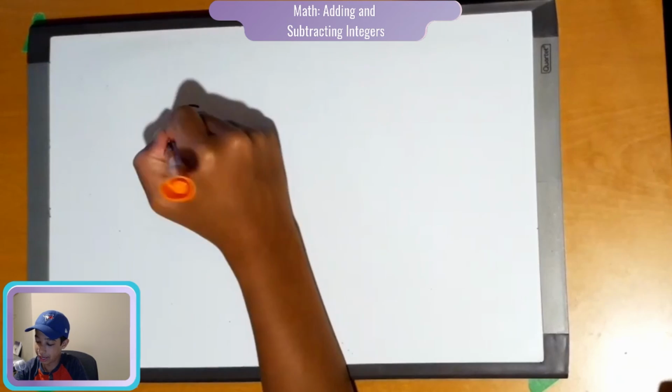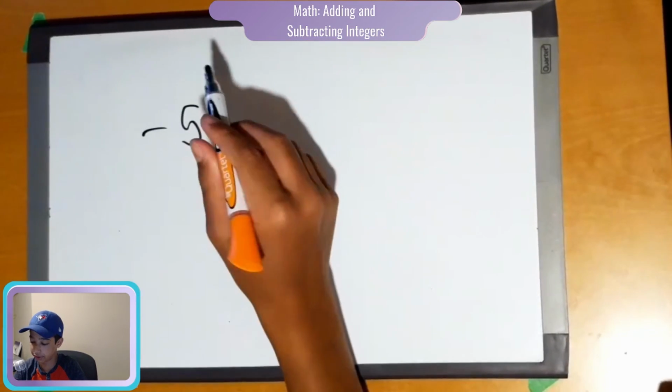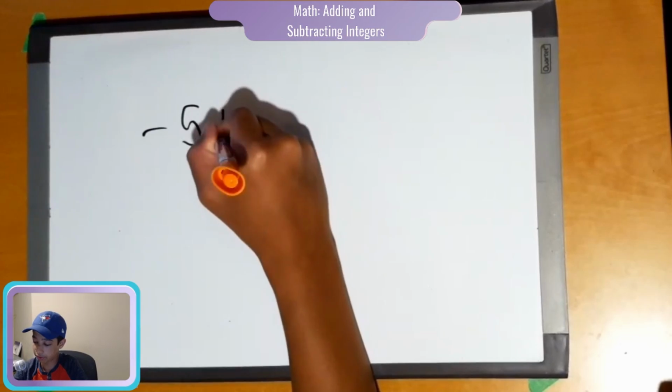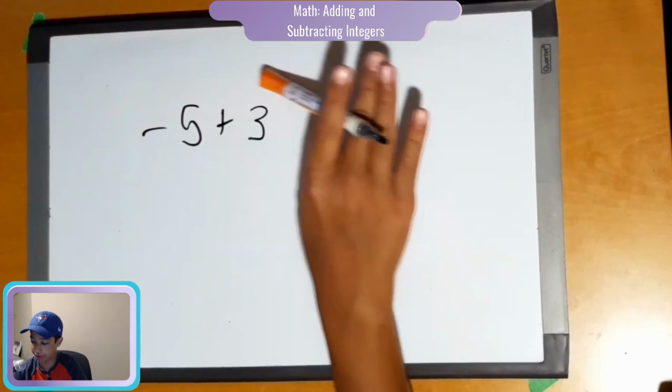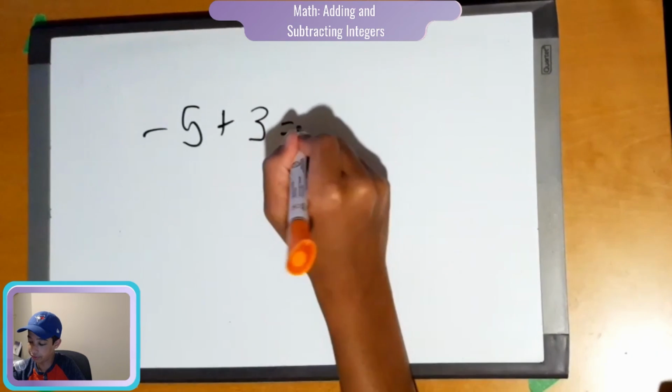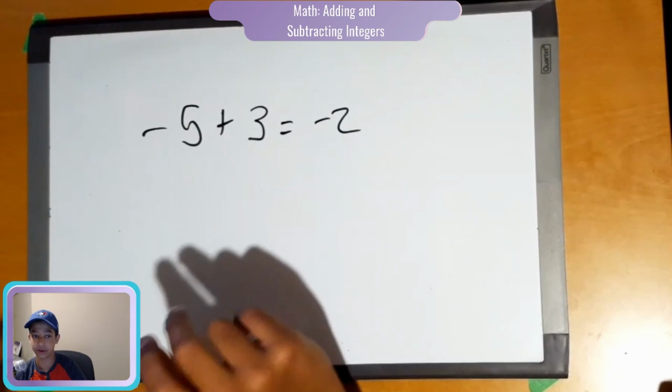Oh yeah, so we can also have negative at the beginning. I should have been doing that earlier. -5 plus 3. Well, if we have -5 and we're going 3 more positive, we're going to end up with -2. And just think about that in your head if you're not getting it.